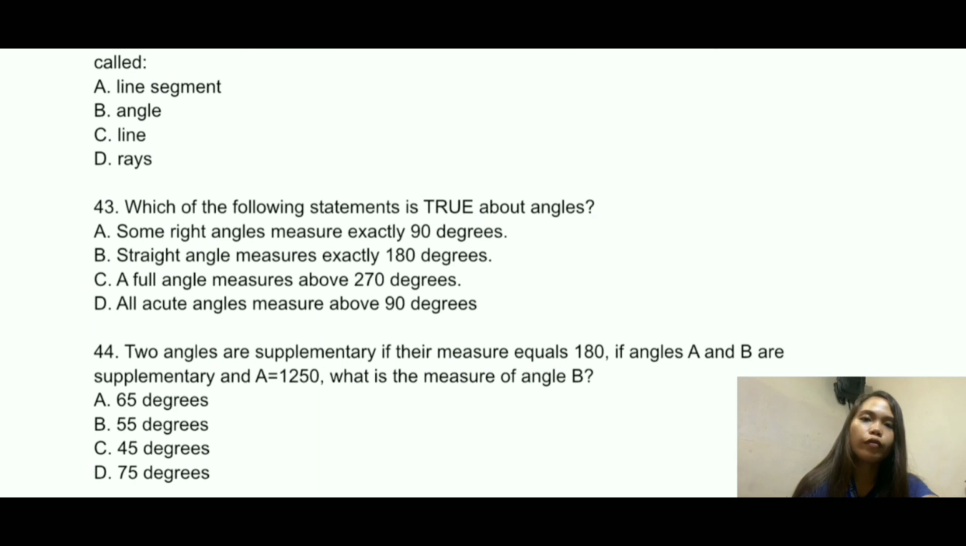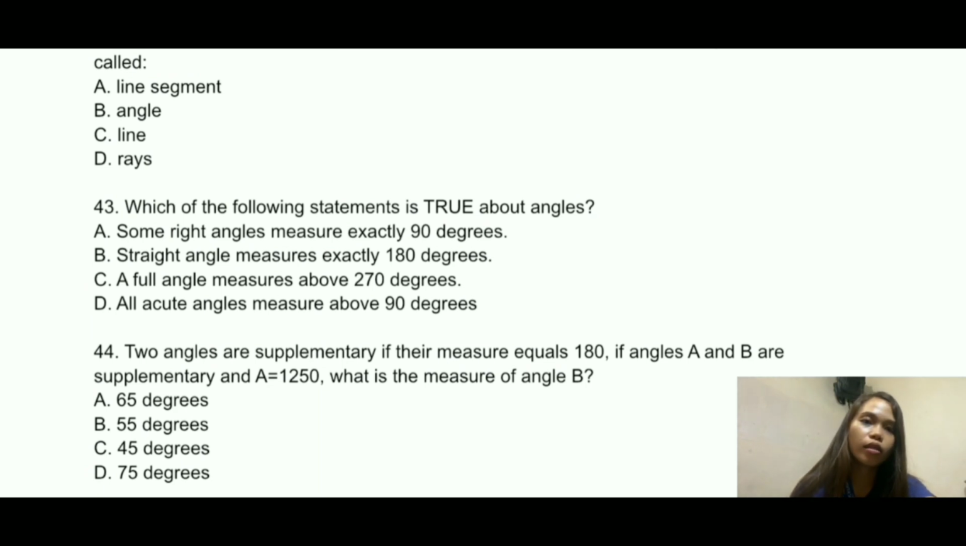And number 44, two angles are supplementary if their measures equal 180. If angles A and B are supplementary and A is equal to 125 degrees, what is the measure of angle B? Letter A, 65 degrees; letter B, 55 degrees; letter C, 45 degrees; and letter D, 75 degrees. The correct answer for this item, number 44, is letter A, 65 degrees.